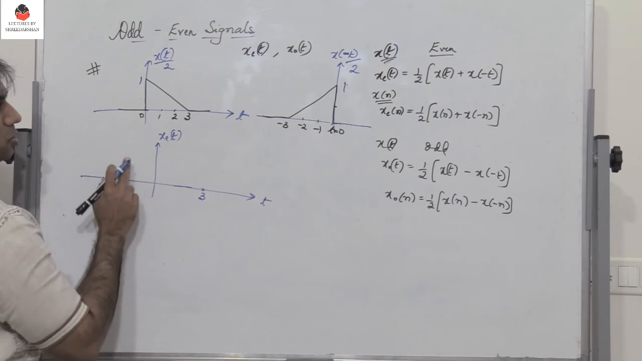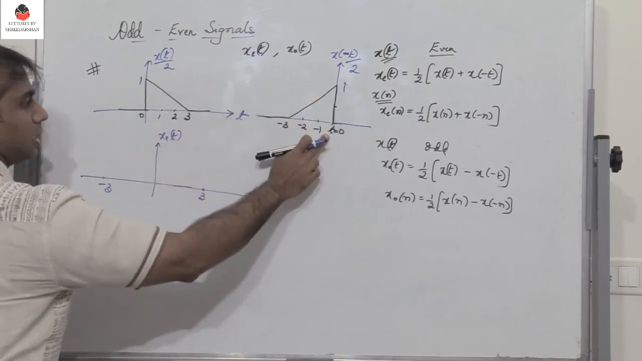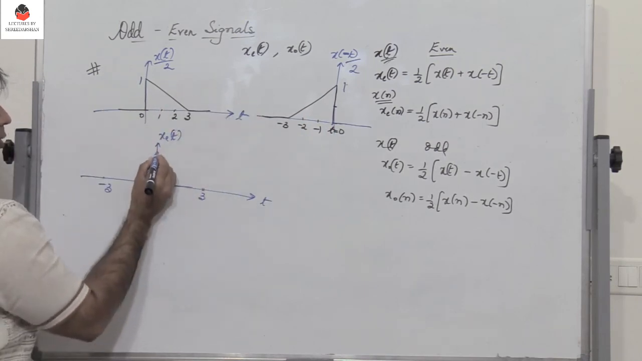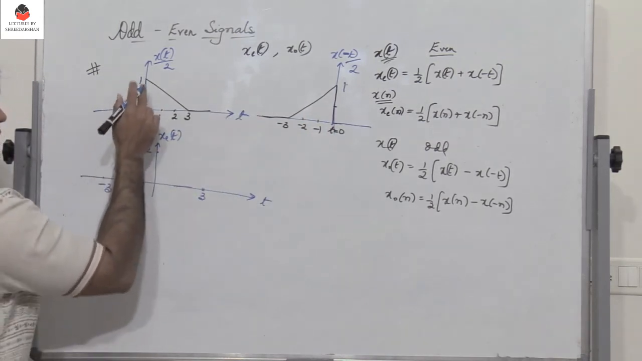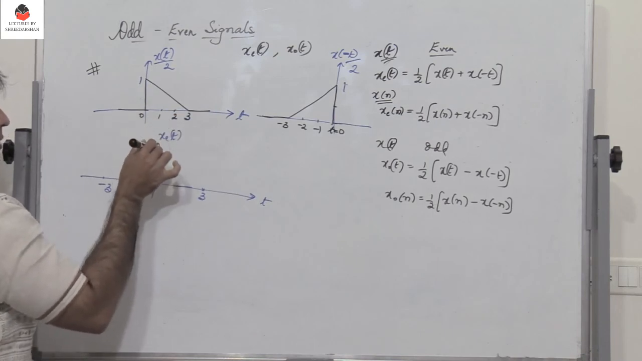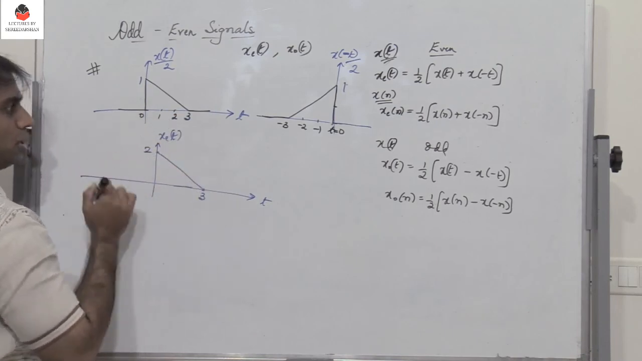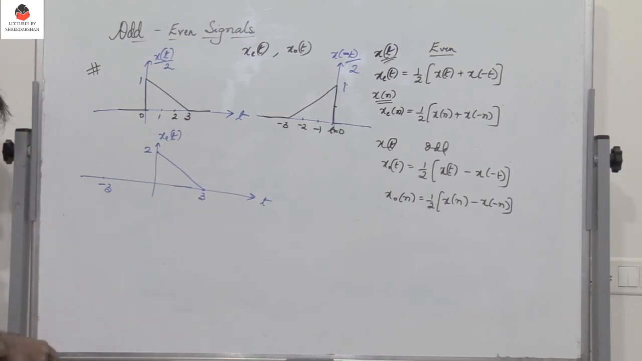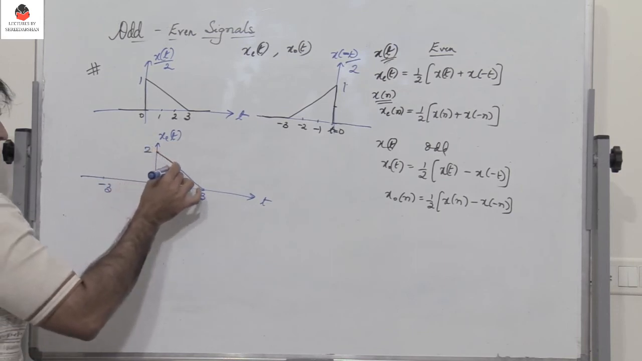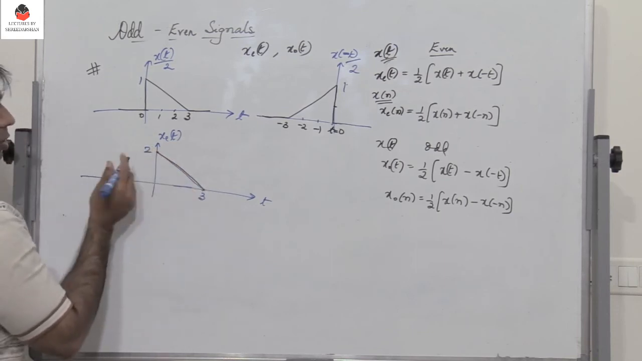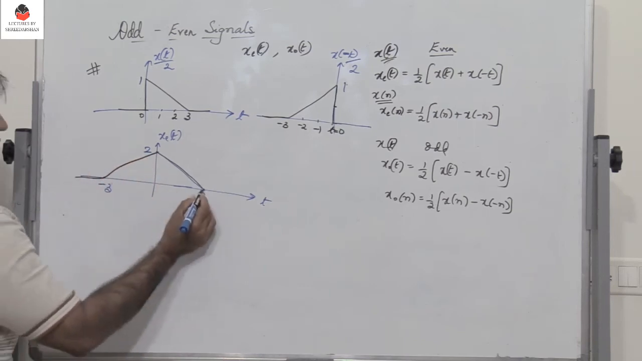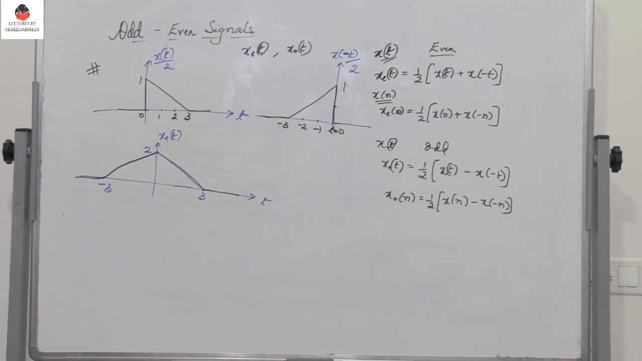observe here, when I add these two signals, the amplitude at t equal to 0 and t equal to 0 gets added up. So 1 plus 1 would be 2 here, right? So on this side, the amplitude drops from 2 to 0 and then becomes 0 from t equal to 3. And similarly on the other side, from 2 it drops down to 0 at t equal to minus 3 and remains 0. So this is x e of t, the even component.